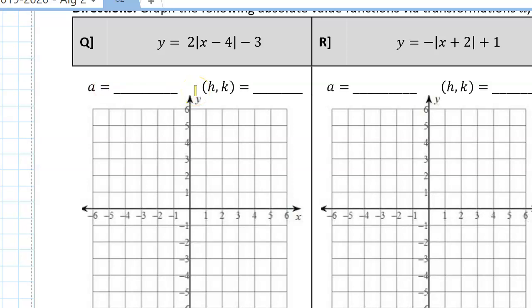So we're going to start off by identifying our H and K and writing it as an ordered pair. This HK is known as our vertex. It is the most important and critical point that we graph.